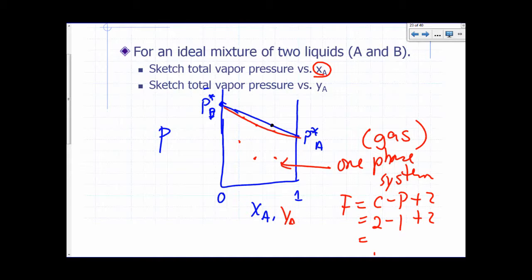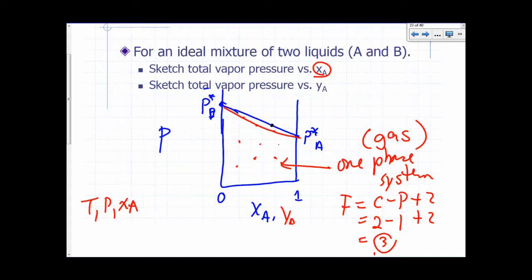And that gives you 3. Okay, 3 means to specify this system, you have to specify 3 things: temperature, pressure, and the mole fraction. If you see a sample of A and B, and it's an ideal mixture, and you see that that sample is all gaseous, then to define that system, you have to tell me what's the temperature, what's the pressure, and what's the mole fraction.